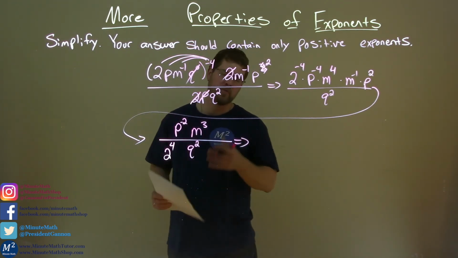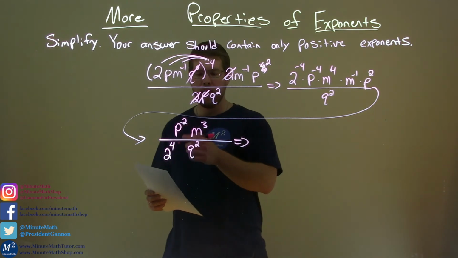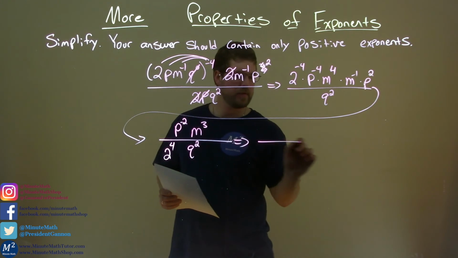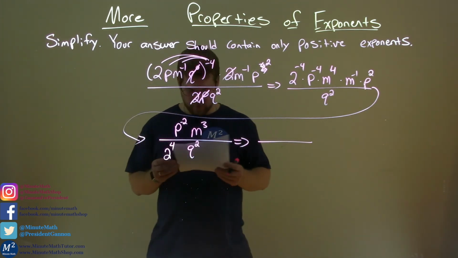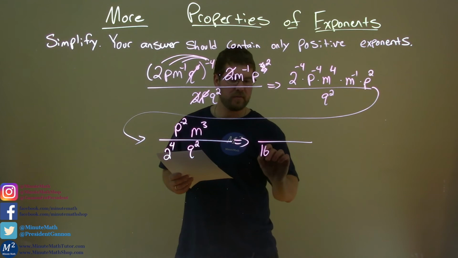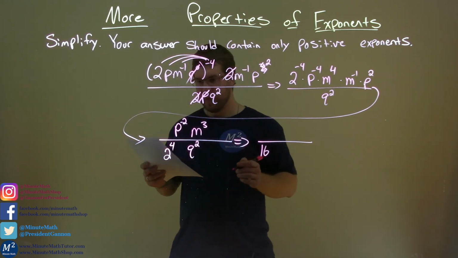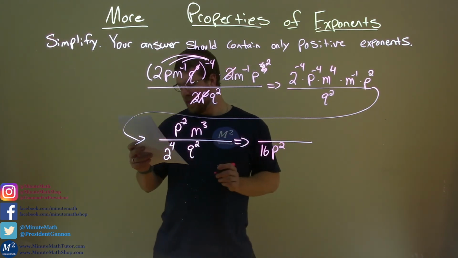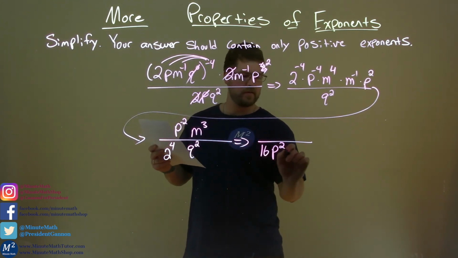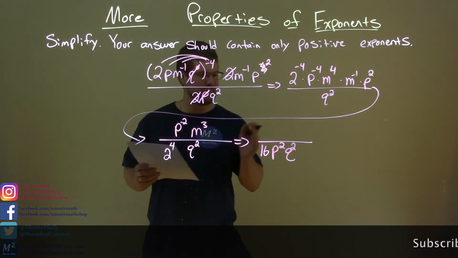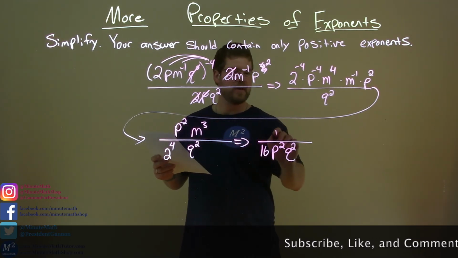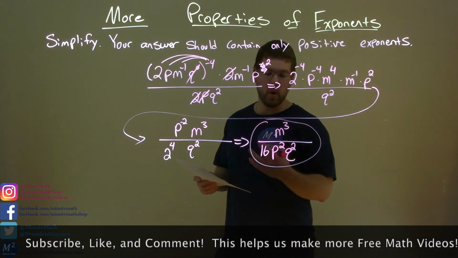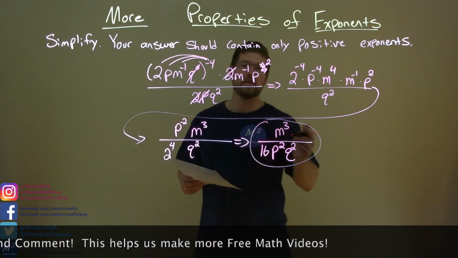Last step here. We're going to bring that p to the negative 2 down to be a positive 2 power in the denominator. But first we have 2 to the 4th power. 2 to the 4th power is 16. So we have 16 here. We bring down the p squared right there. And lastly, the q squared stays down there. Sorry, I was just making sure I did it right. I did. And the m to the 3rd stays in the numerator, and now we're done. Our final answer here is just m to the 3rd over 16p squared q squared.